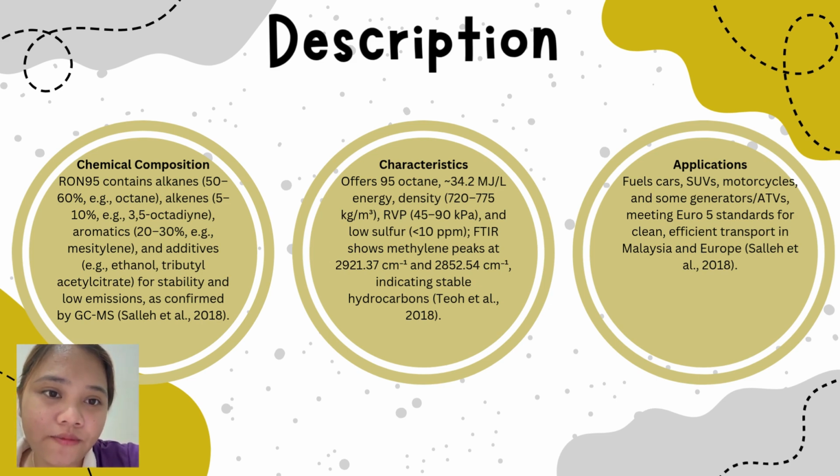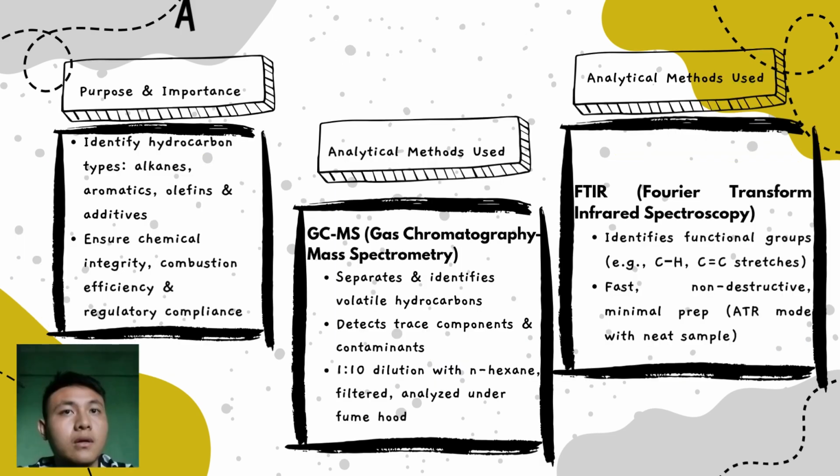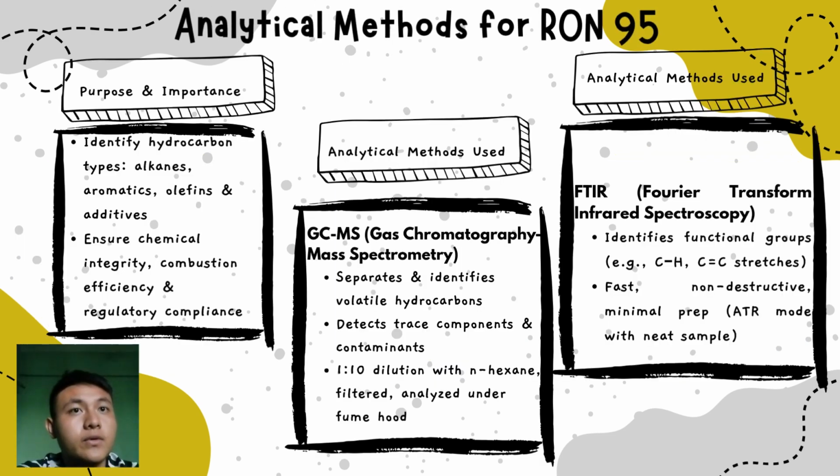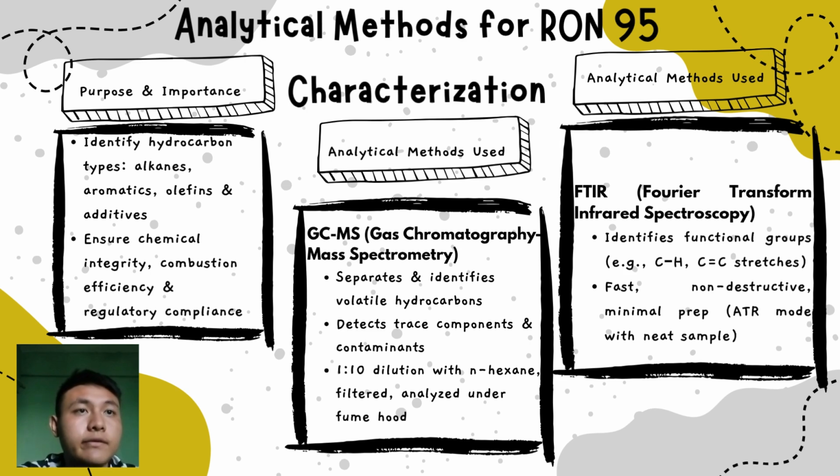Application: it is used in fuel cars such as SUVs, motorcycles, and some generators and ATVs. So it meets the Euro 5 standards for clean and efficient transport in Malaysia and Europe. The main goal of this analysis is to ensure that petrol meets quality and safety standards, especially in terms of combustion efficiency and chemical stability.